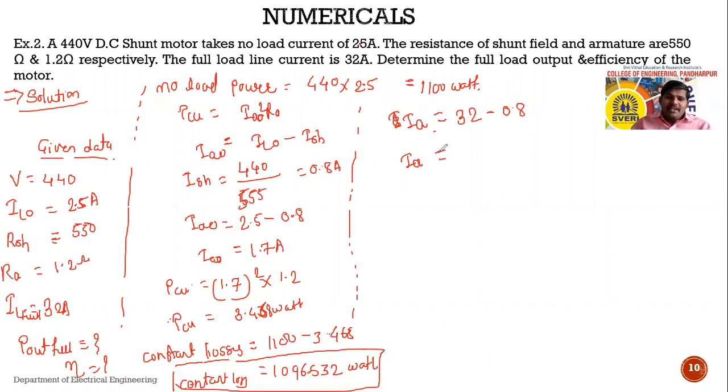IA at full load condition, that is armature current at full load condition, किती येईल value? 31.2. 31.2 ampere. We are having the value of IA, so we are able to calculate the copper loss at full load condition. Full load condition चा copper loss IA square RA, so 31.2 square into armature resistance, that is 1.2. Armature resistance 1.2. What is the value?